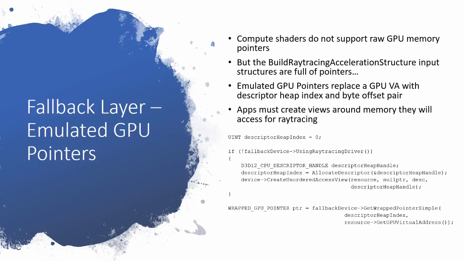The documentation for the fallback layer gives some good examples of how to do this. This code shows typically how you would do that. You could say, if I'm using the ray tracing driver, then I go create a descriptor handle, then bind that, and create an unordered access view over it.